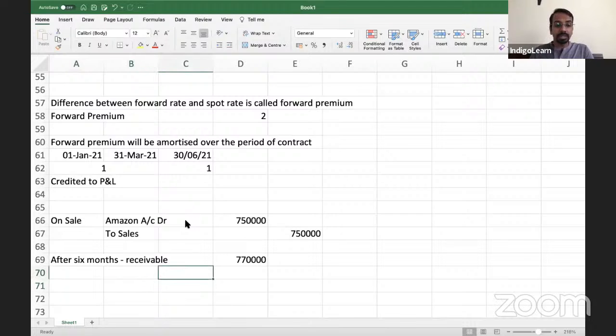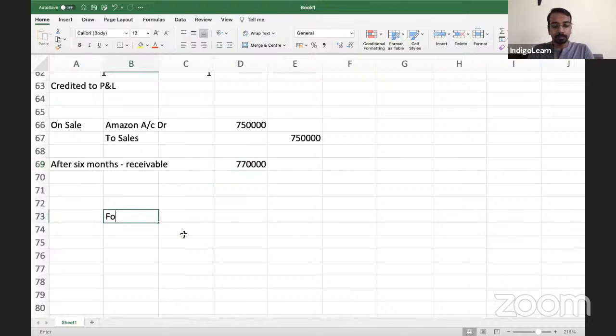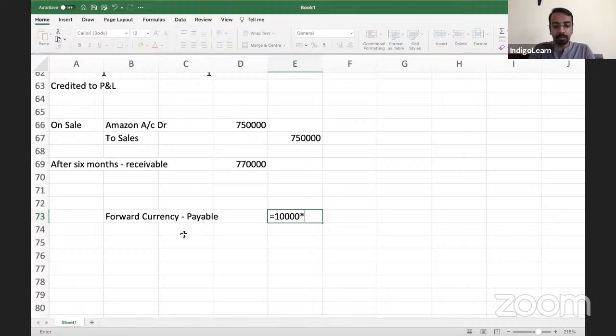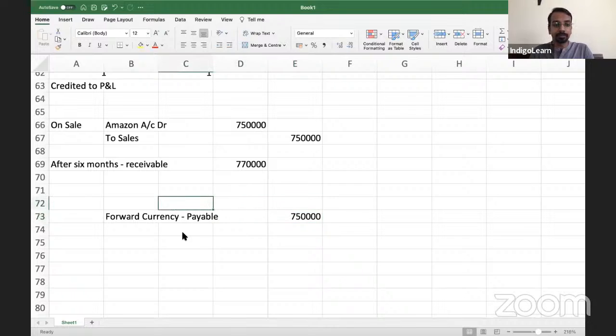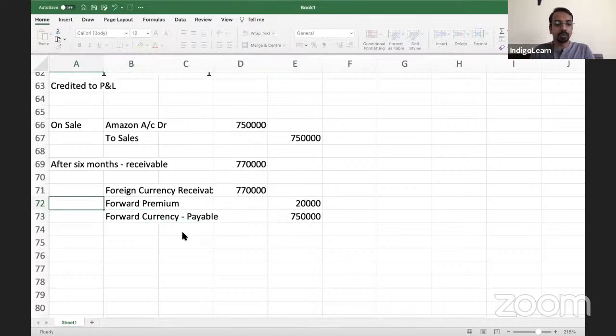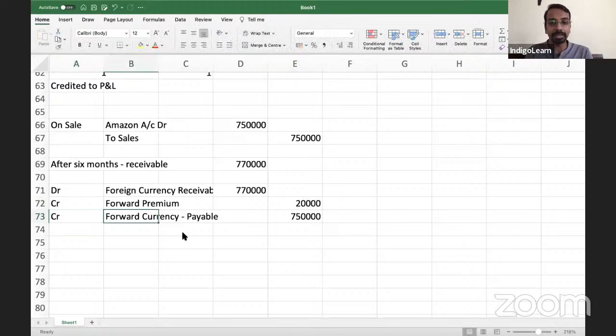Now, after 6 months, when you receive this amount of 7,70,000, what do you need to give? You need to give them dollars. How much of dollars do you need to give? You need to give them $10,000. The $10,000 worth today is 7,50,000. So you have to give $10,000 multiplied by 75, 750 is what is payable. Receivable on that day will be 770, and the balance is forward premium, which is 770 minus 750. So debit, credit, credit. Now you may keep different nomenclatures when you're passing these entries.